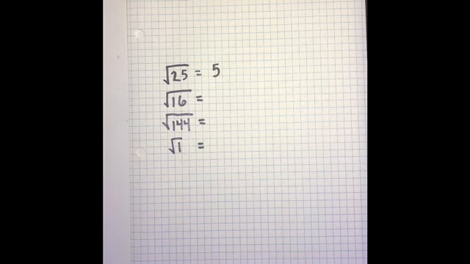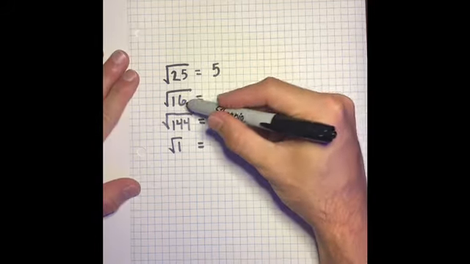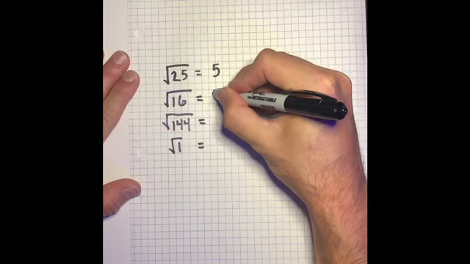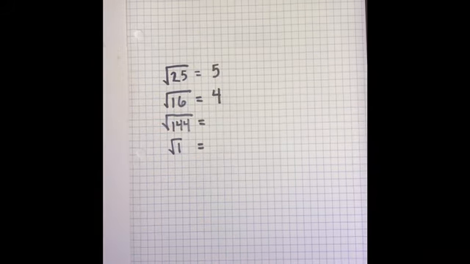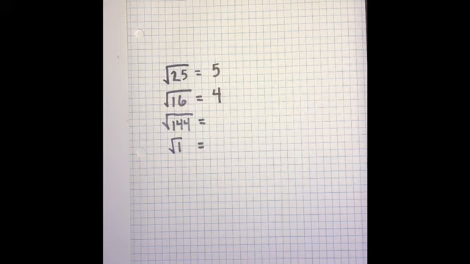All right, square root of 16. So again, what number, when I multiply it by itself, is 16. I know that 4 times 4 is 16, so the square root of 16 is 4. Take a few seconds here and try out the square root of 144 and the square root of 1.